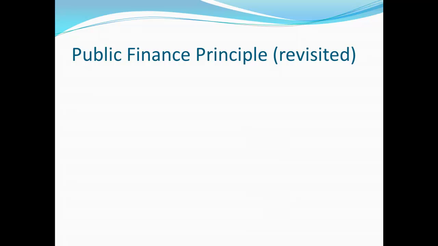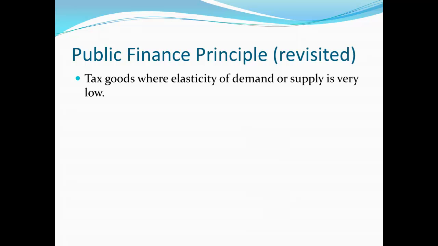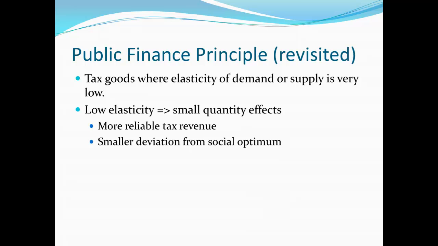So let's revisit that public finance principle just to lay out the reason for it. Just remember, we want to tax those goods where the elasticity of demand or the elasticity of supply is very low. So where either demand or supply, either one, is not very responsive to changes in prices. If we do that, then we're going to get very small effects on quantity from that tax, which means we'll have more reliable tax revenue, and we'll have smaller deviations from the social optimum. That is, our quantity won't fall very much, so we're not leading to a lot of inefficiency in the market.